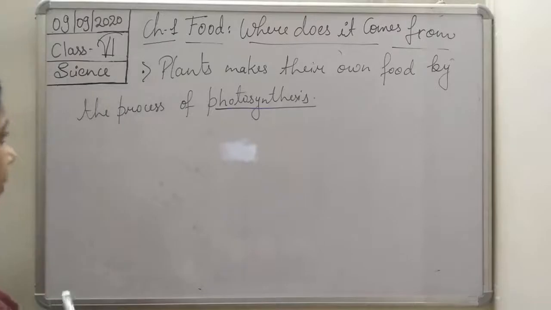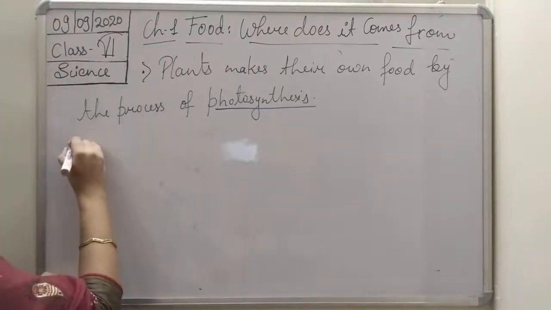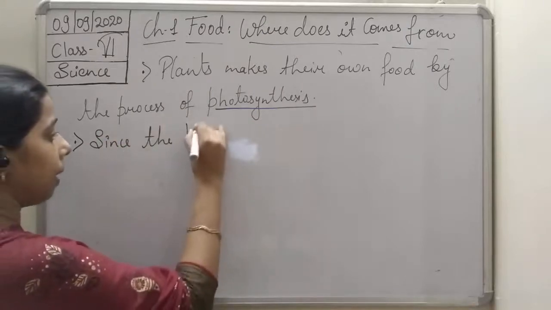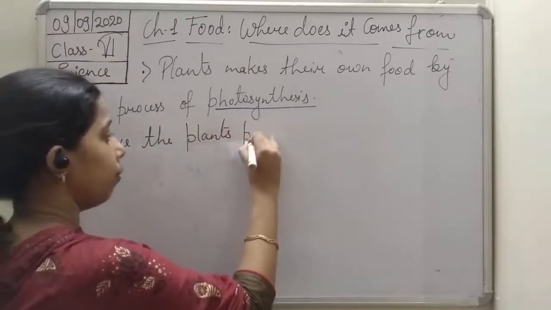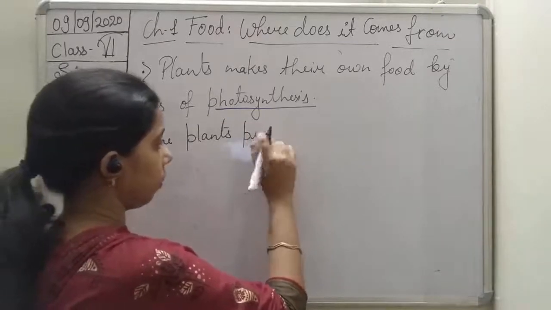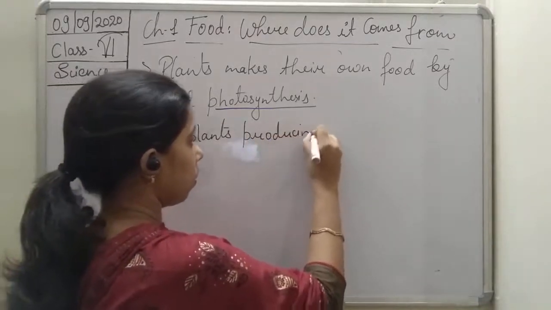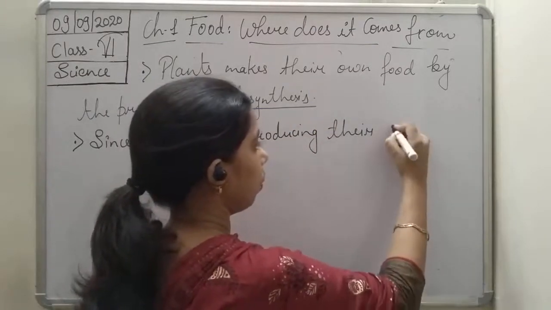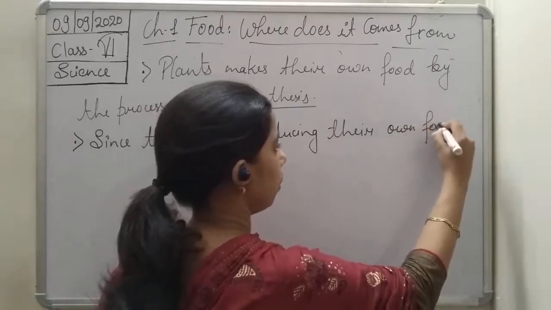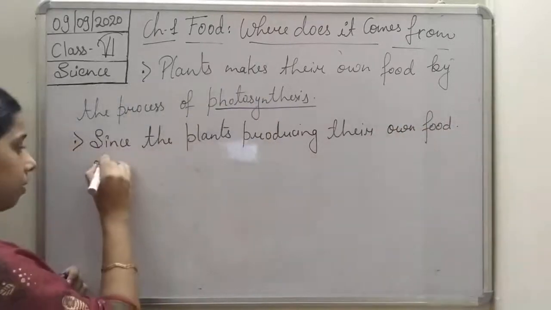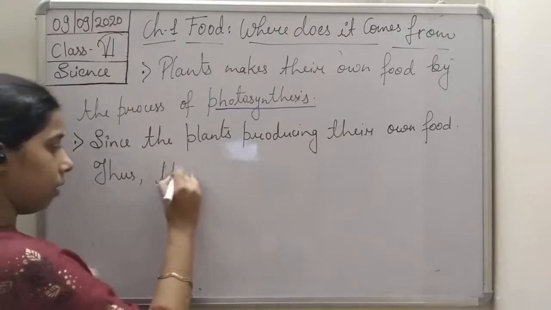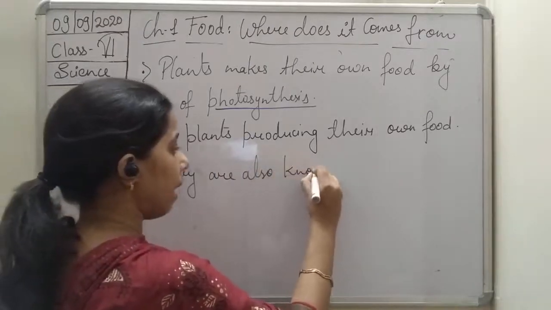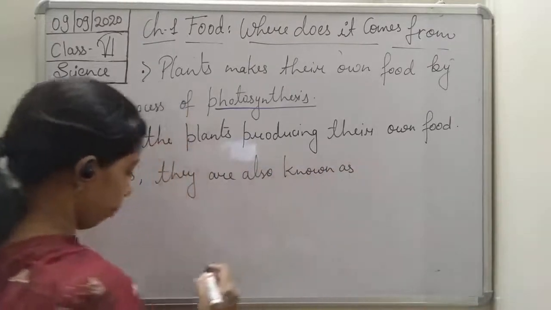Okay, so we can write it: since the plants are producing their own food, thus they are also known as producers.